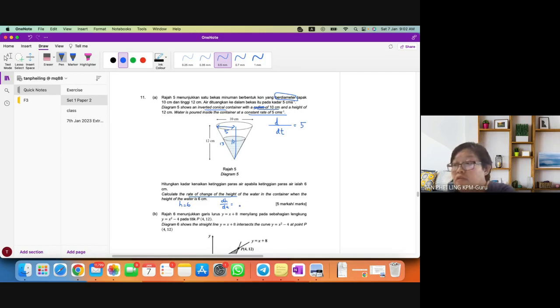And for this chapter, differentiation, you know that for this part the rate of change for a conical container is the most critical question, because you should know that there are two variables changing. When the radius changes, the height also changes, right? That's the difficulty of a cone shape.